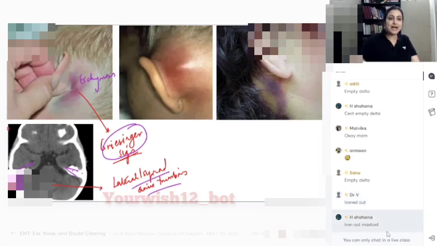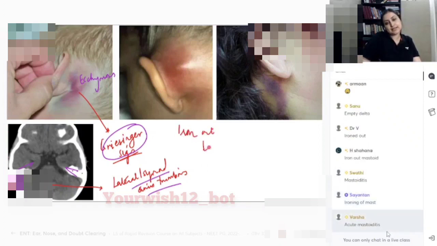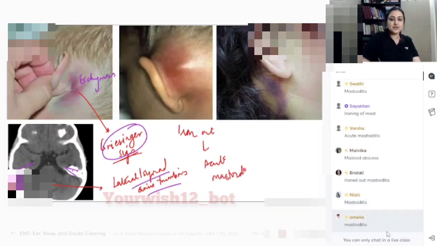Okay, so just to show your pattern approach, if you see कि इतना आयरन आउट अपीयरेंस है, this is called as ironed out appearance. What is this? Correct, this is edema of acute mastoiditis, right? So this is your acute mastoiditis edema.